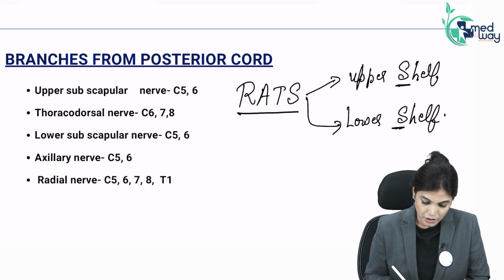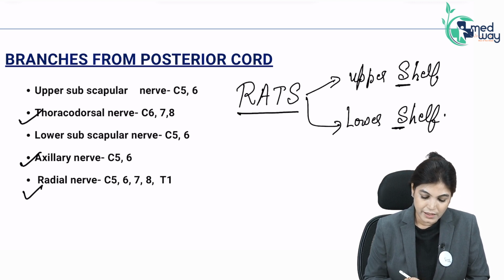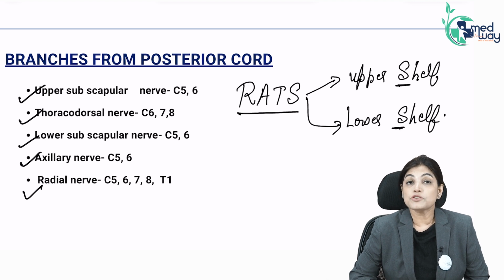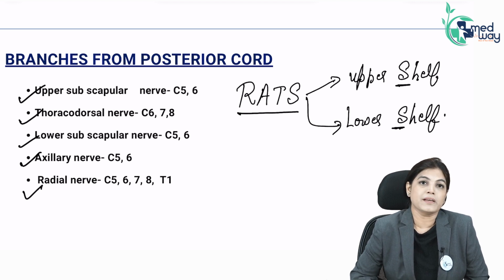Here R stands for radial nerve, A stands for axillary nerve, T for thoracodorsal nerve and S, as I told you, upper and lower cell, that means upper subscapular nerve and lower subscapular nerve. It's also important that you know the root values of these nerves. Upper and lower subscapular both have C5 and C6 as the nerve root. Axillary nerve has the root value C5, C6. Thoracodorsal nerve has the root value of C6, C7 and C8. And the largest branch of the brachial plexus, which is the radial nerve, is formed by the ventral rami of C5, C6, C7, C8 and T1.